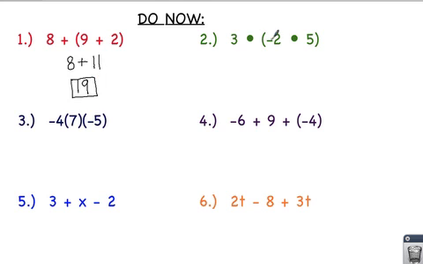Number 2, in our parentheses, we have negative 2 times 5, which is negative 10. And we're multiplying that by 3, which gives us negative 30.